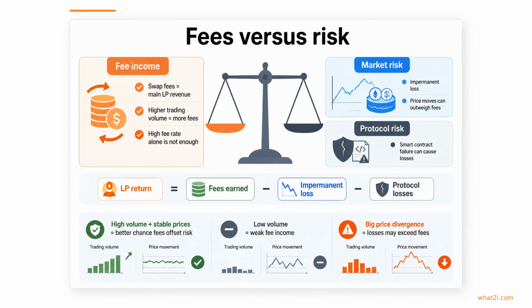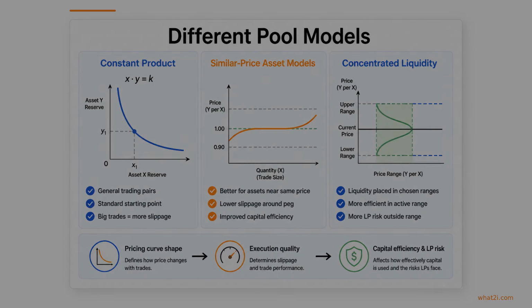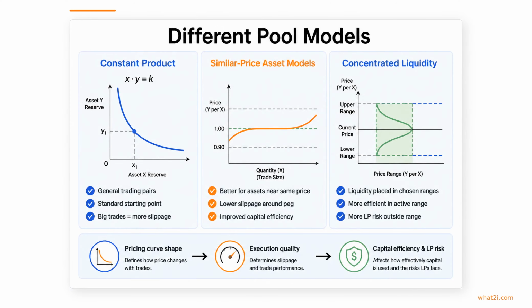Fee income is the main reason people provide liquidity, but those fees have to be strong enough to outweigh the risks. A high fee rate by itself does not guarantee a good return, because what really matters is how much trading happens, how prices move, and whether impermanent loss eats into those earnings. And beyond market moves, there's also protocol risk, so smart contract failures can turn a promising pool into a losing one.